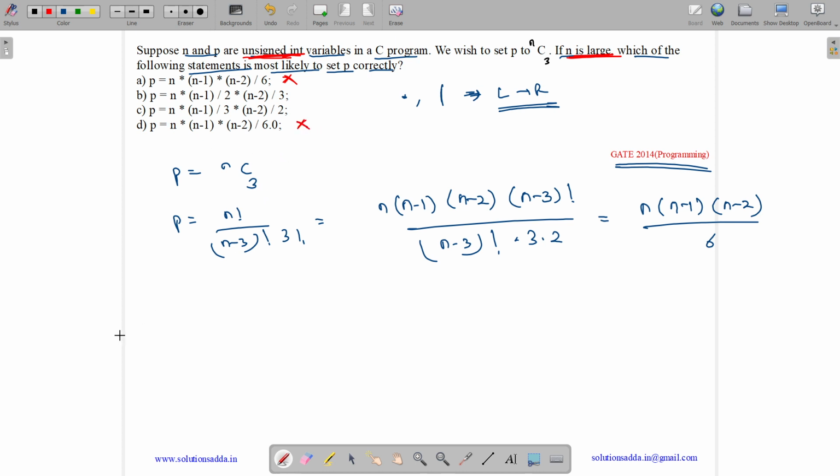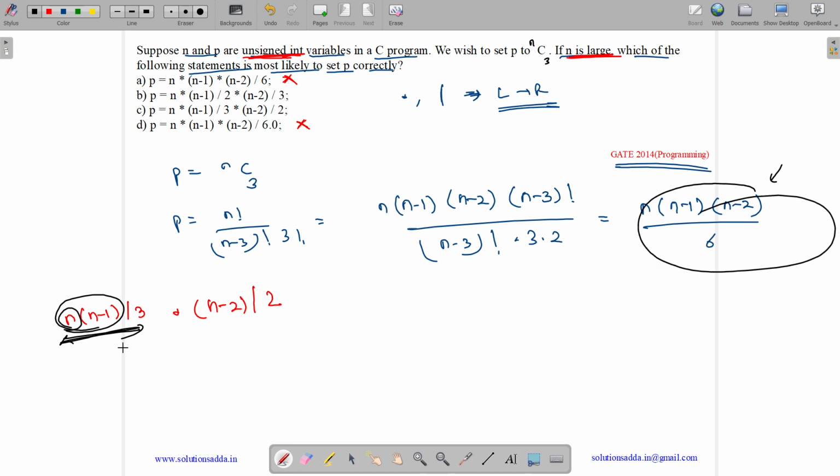Now let us see option C. Here we have n into n minus 1 divided by 3 into n minus 2 divided by 2. So first we will perform n into n minus 1, then divide by 3. There is a guarantee that if this value is an integer, then it will be divisible by both 2 and 3. But there is no guarantee that n into n minus 1 will be divisible by 3. It might be possible that this will give a fractional value and it will be rounded off. And we will get the wrong result when it is multiplied by n minus 2 by 2. So option C is also false.